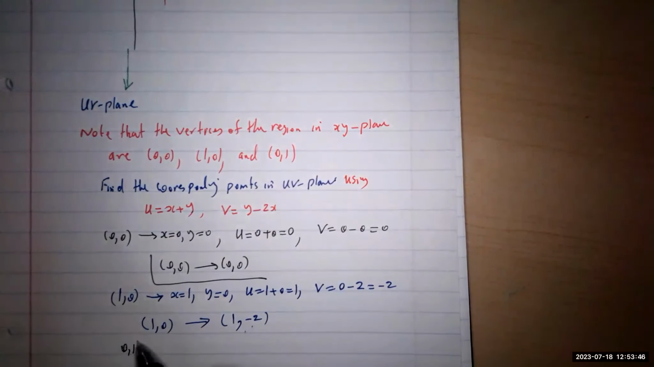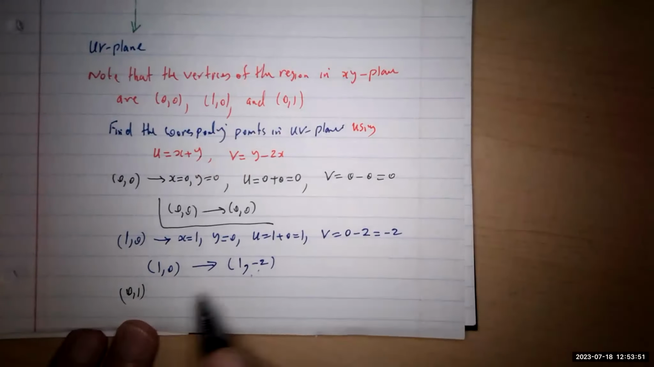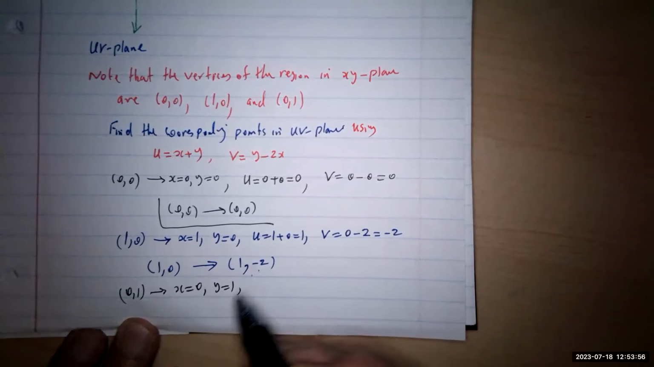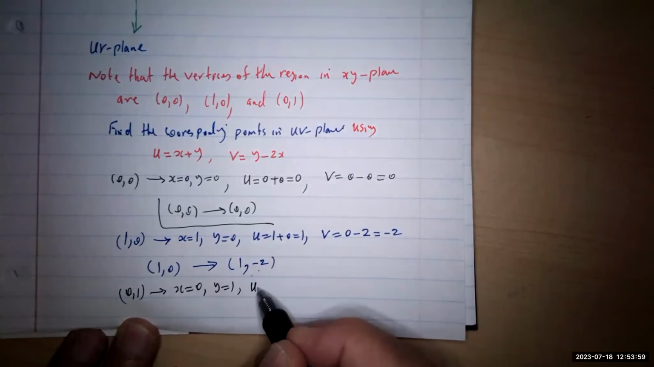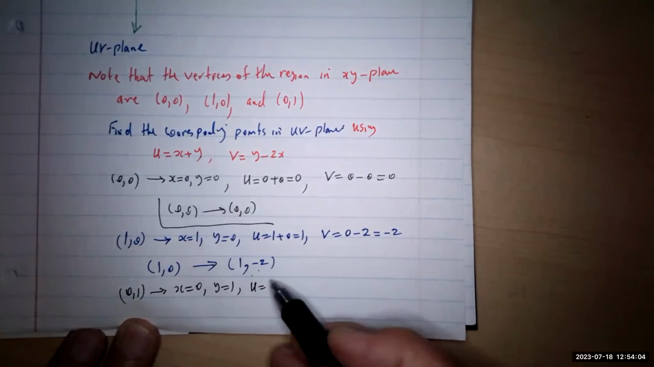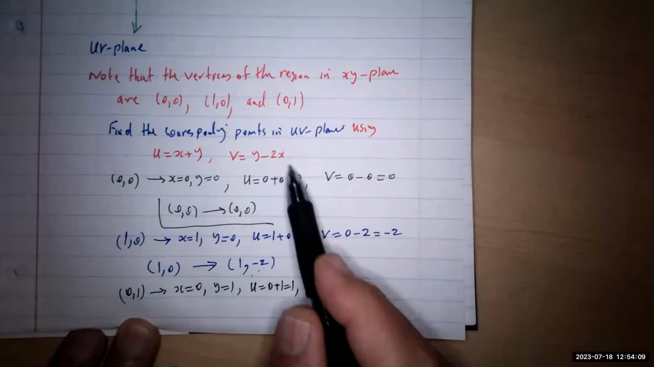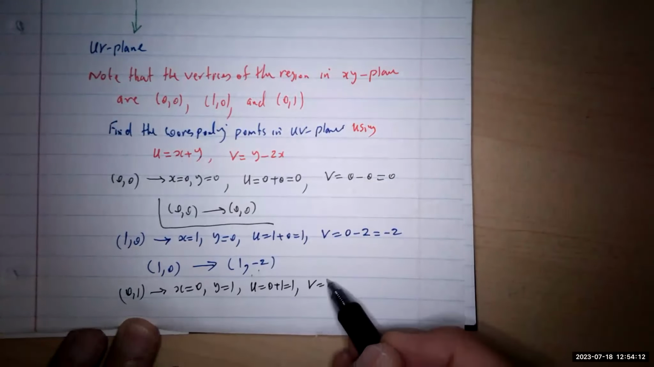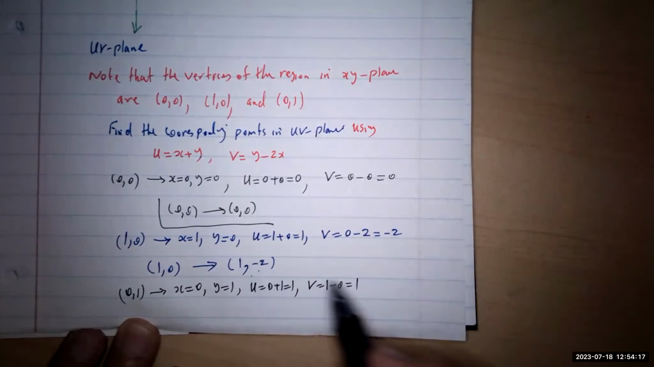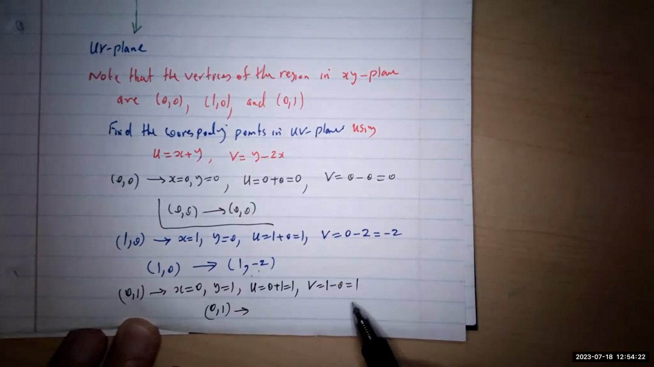Similarly, the last point is (0, 1). In this case X is equal to 0 and Y is equal to 1. Remember U is X plus Y, so that gives 0 plus 1, which is equal to 1. And V is Y minus 2X, which is 1 minus 0, so that gives you 1. This means (0, 1) transforms into (1, 1).